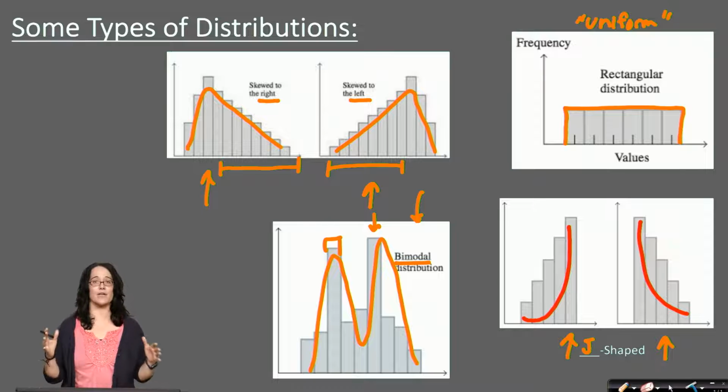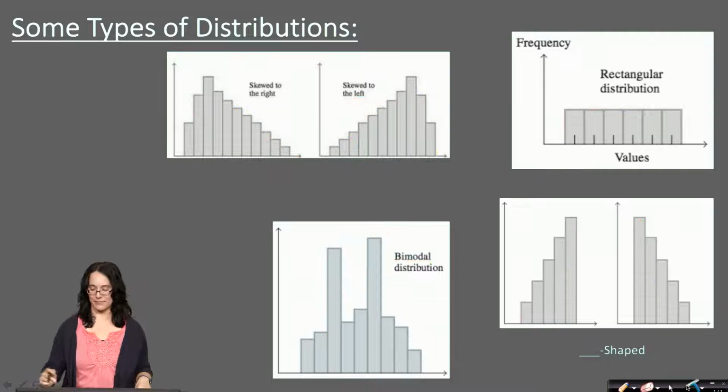Okay, so those are all different types of popular distributions that you may come across when you're looking at data or people's presentations of their data. But the golden standard for data in the form of histograms or distributions is going to be the normal distribution. So let's take a look at our next slide.